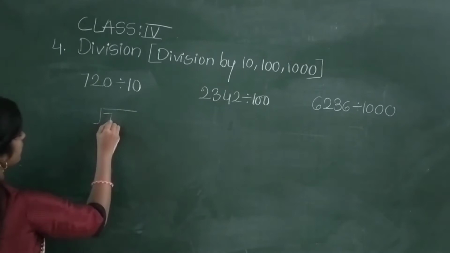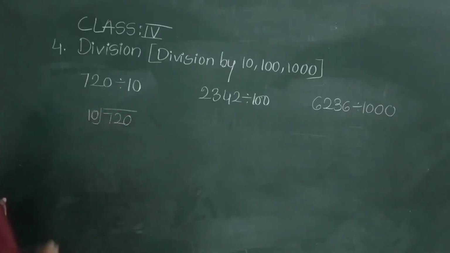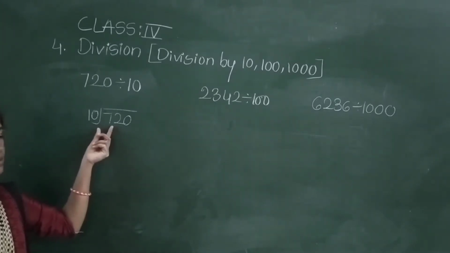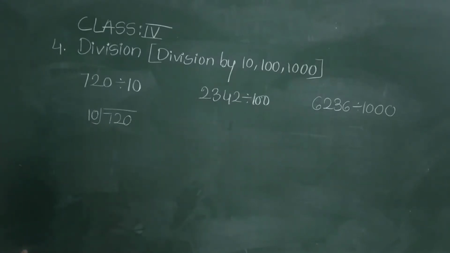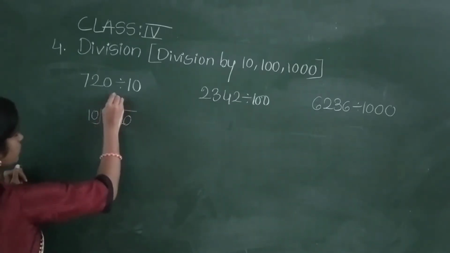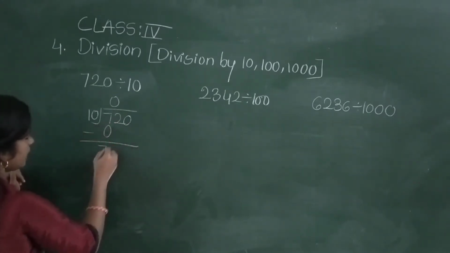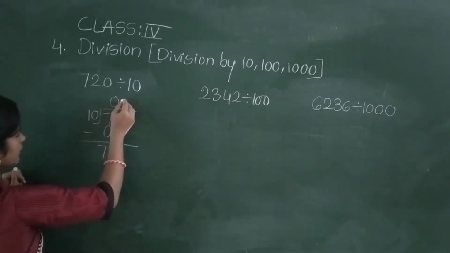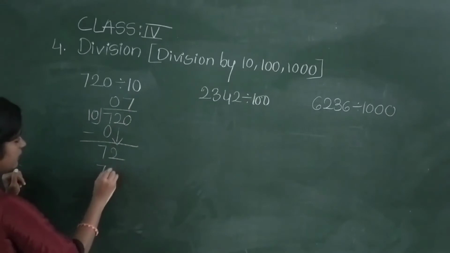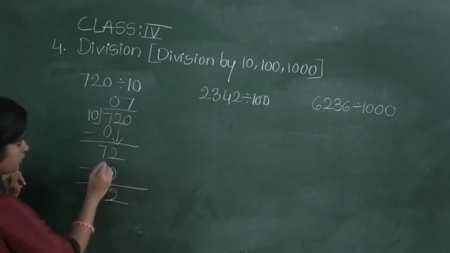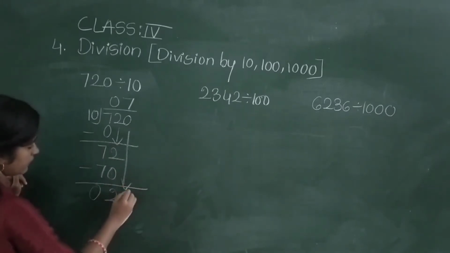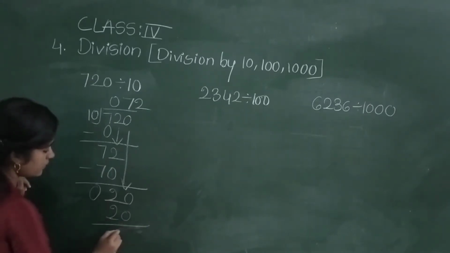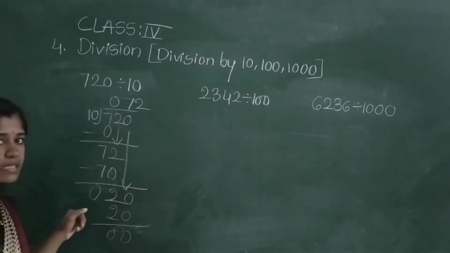See here, 720 divided by 10. Already you know the 10 ones table, it is very easy. In the 10 ones table, 7 is not there, so we have to take the first two digits. 10 zeros are 0, 7 minus 0 is 7. Again you take this 2 down. So 10 times how much is 72? Here 72 is not there, so you take 7 tens, which is 70. Next, 2 minus 0 is 2, 7 minus 0 is 7. Next you take this 0 down. So how much is 10 twos? 20. 0, 0.